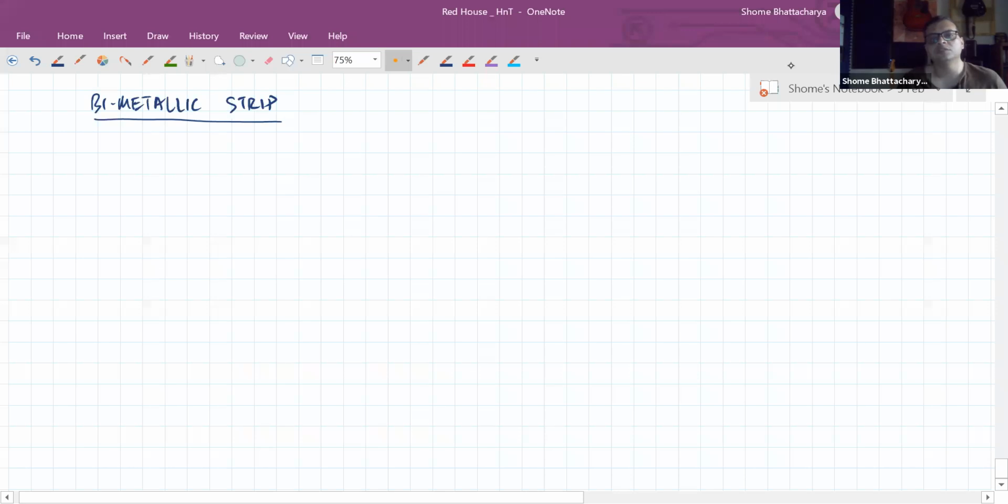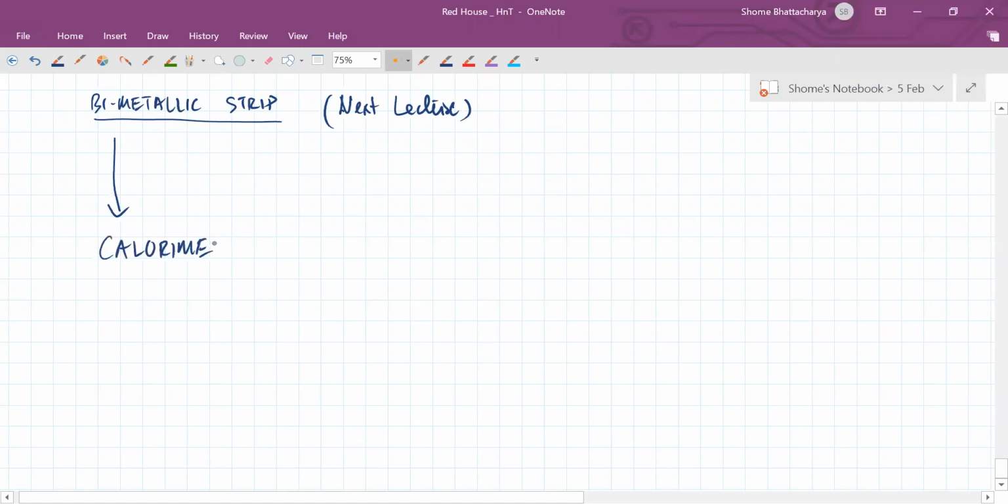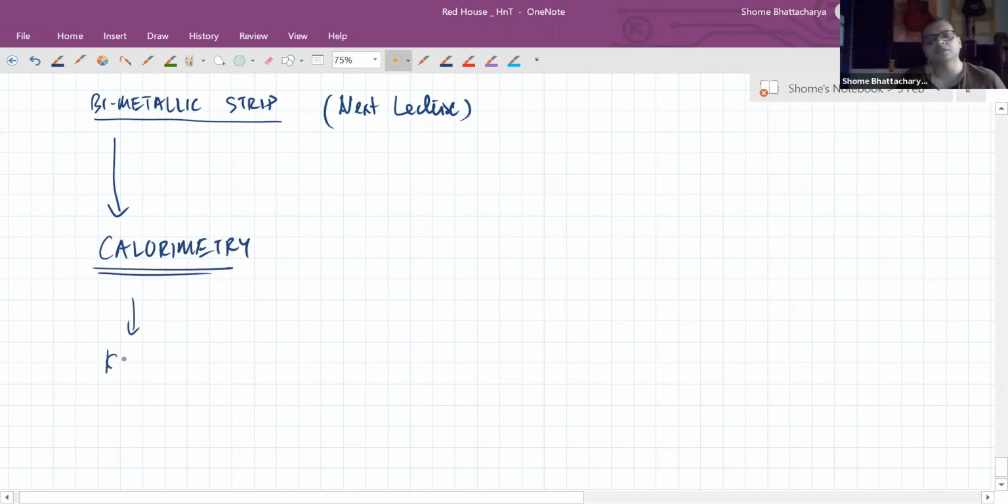So when two strips of different metals, you have a lecture at 6. Okay, we'll take this up in the next lecture. Don't worry, it will just take 5-10 minutes. So next lecture we'll take this up, and after this we will get into this thing, calorimetry. Okay. Calorimetry is also a short topic, and after that we'll come to the main topic of kinetic theory of gases.